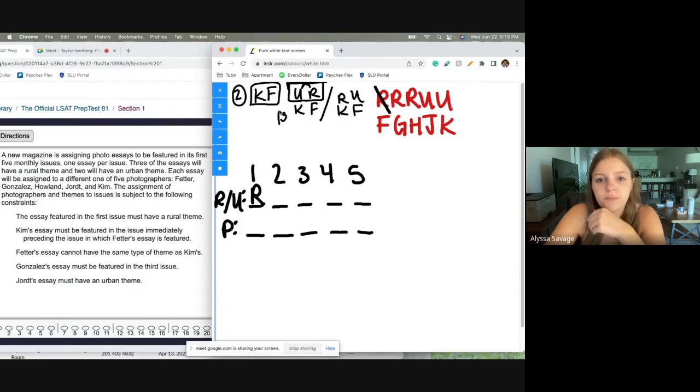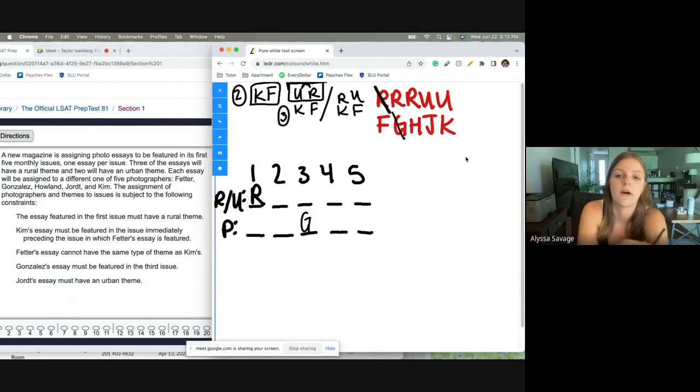Okay. So that was our third rule. Our fourth rule says G's essay must be featured in the third issue. What would you do with that one? I think that would be similar to the first rule, and then just put it into 3. Yeah, just going to plop it right in there. It's one less variable that I have to worry about.